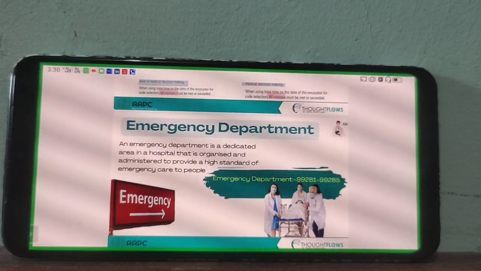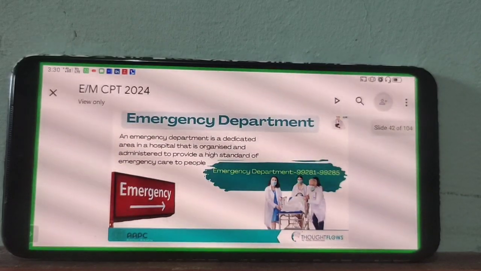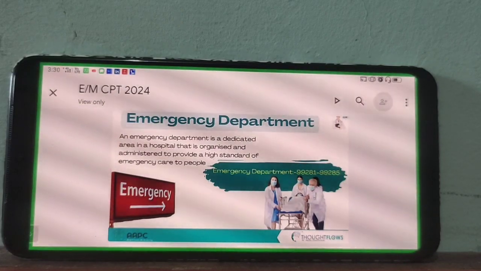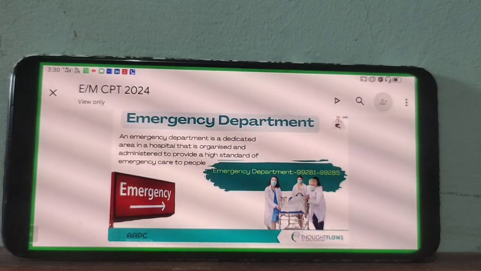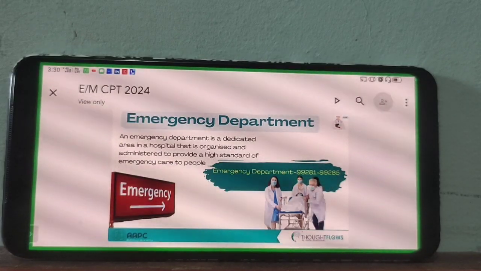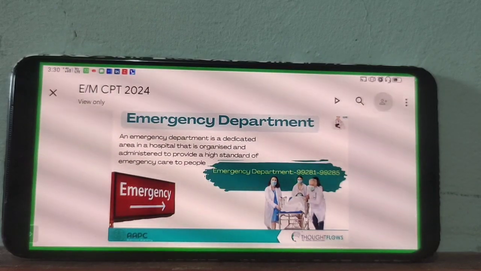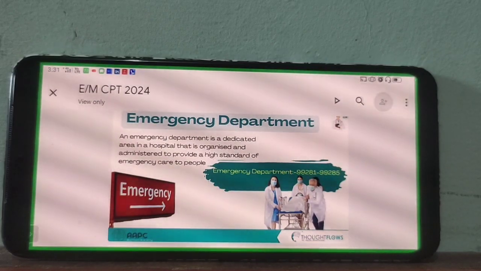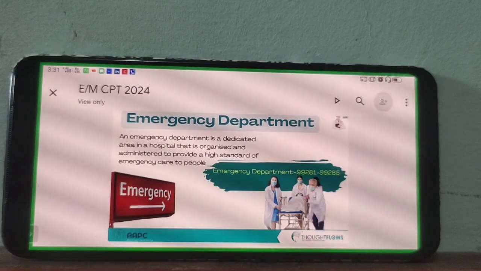The emergency department. Emergency guys, as I told you already, have to apply the code based on the facility in which the patient receives the treatment. So ED is also one of the dedicated areas present in our hospital.